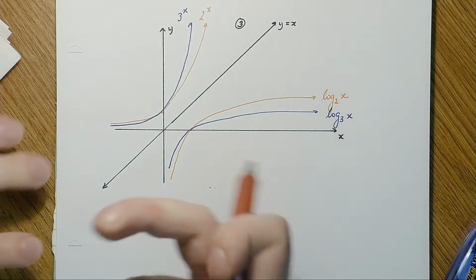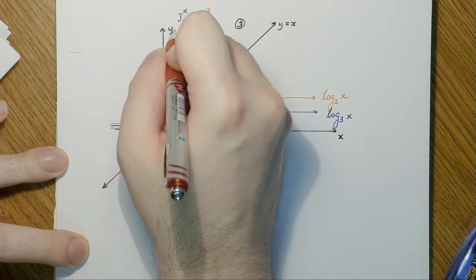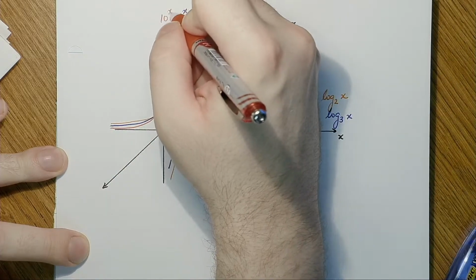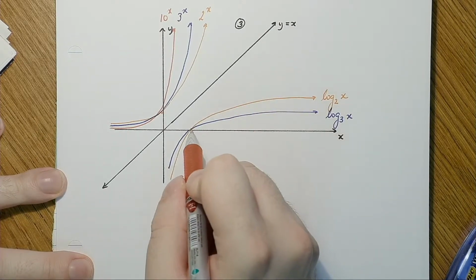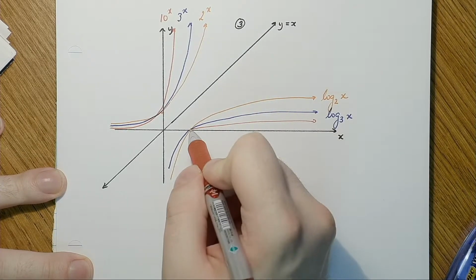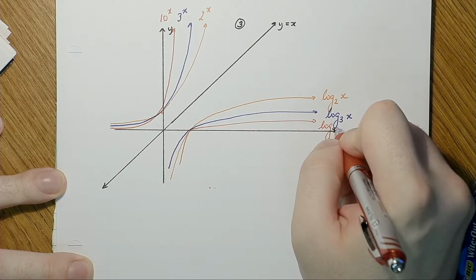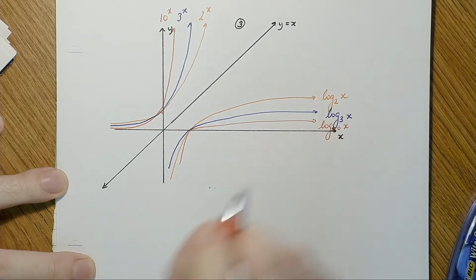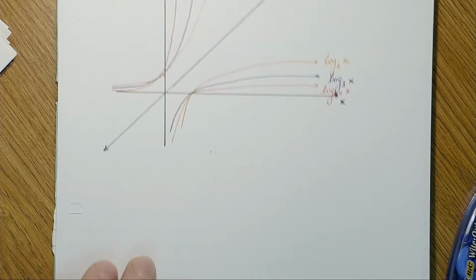And if I draw one more, I'll use a red, something like that, 10 to the x, I would also expect this to grow even slower. So there's the log base 10. Okay. So with that, I've drawn that.